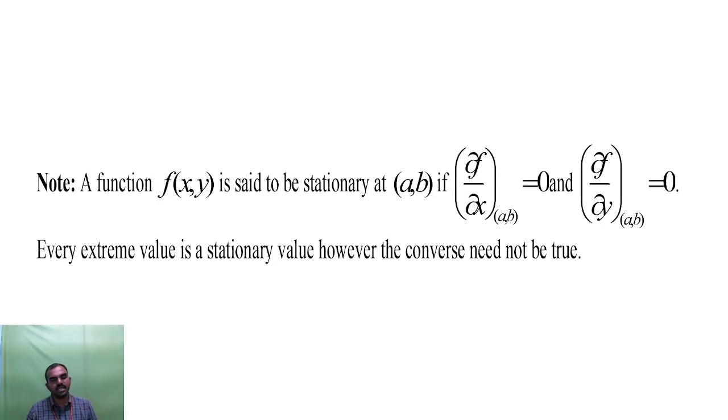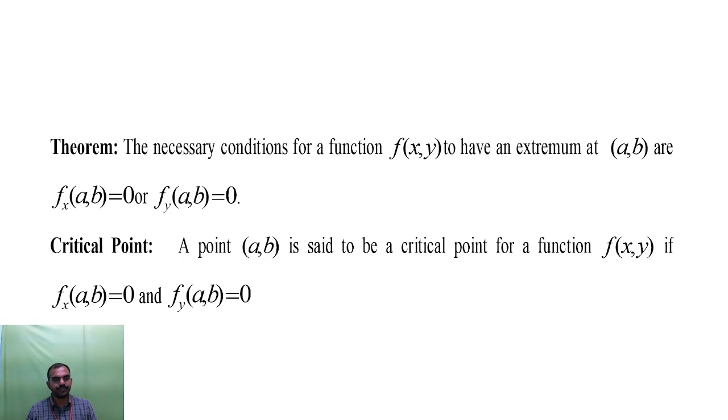A function f(x, y) is said to be stationary at (a, b) if ∂f/∂x = 0 at the point (a, b) and ∂f/∂y = 0 at the point (a, b). Every extreme value is a stationary value. However, the converse need not be true. Every extreme value, maximum or minimum, is a stationary value, but a stationary value need not be an extreme value.